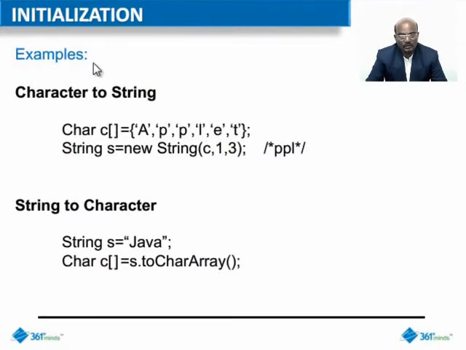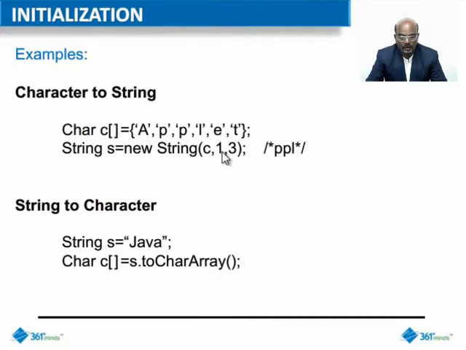Sometimes you might have to convert your character to string. So how do you do it? Now if you see character array C, APPLET has been passed in single quotes, so each and every character belongs to the character array C. Now if I have to convert these to a string, then I write String S is equal to new String, I pass the name of the array, that is C, and 1 to 3 characters is what I'm going to print.